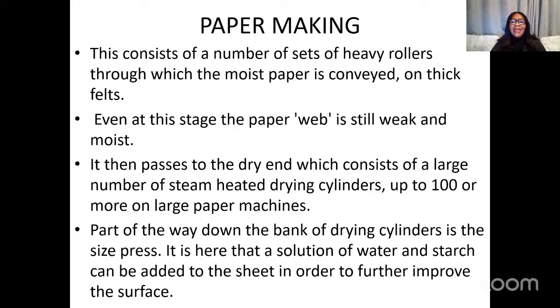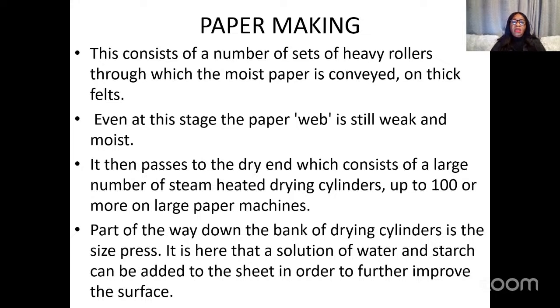So it then passes to the dry end. The conveyor belt continues to move it to the dry end, which consists of a large number of steam heated drying cylinders. We have up to 100 or more of the drying cylinders on large paper machines.